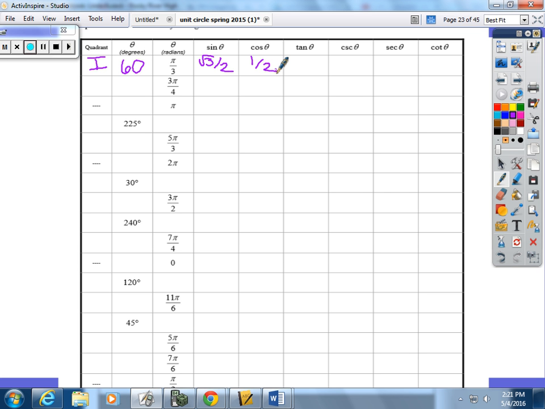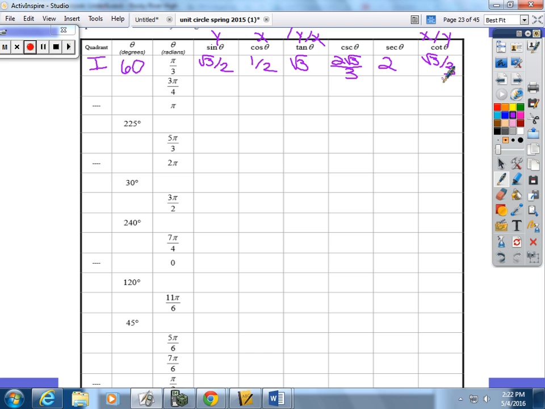The tangent is going to be square root of 3, because that's y over x. Y divided by x. This is y, this is x. Okay, this is the reciprocal of sine, reciprocal of cosine, and this is x divided by y. So now I take the reciprocal of the sine, and we just figured it out, and it became 2 square root of 3 over 3. And the reciprocal of cosine would be 2 over 1, or just 2. And then we figured this one was square root of 3 over 3 when we did that one.